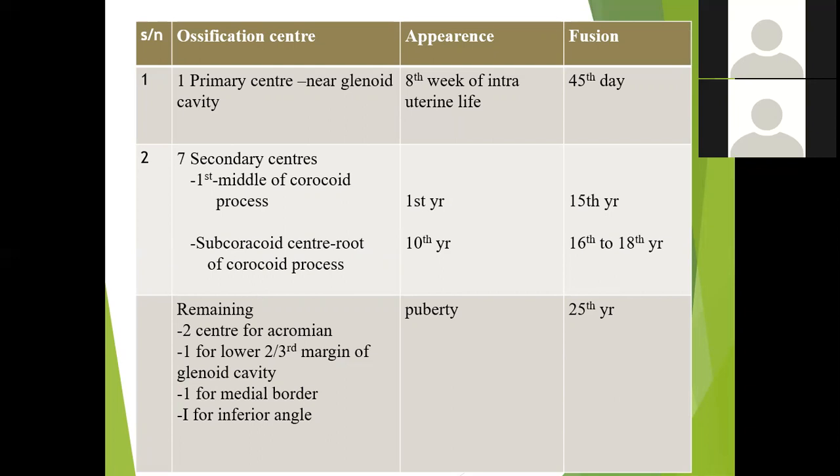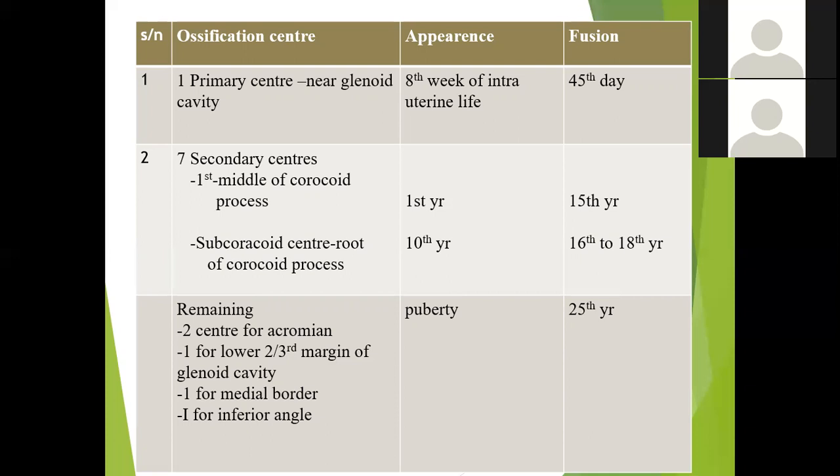And the remaining centers are 2 for the acromion, 1 for the lower two-thirds of the margin of the glenoid cavity, 1 for the medial border of the scapula, and 1 for the inferior angle. These are the remaining secondary centers, and all of them will appear during puberty and fuse around the 25th year.